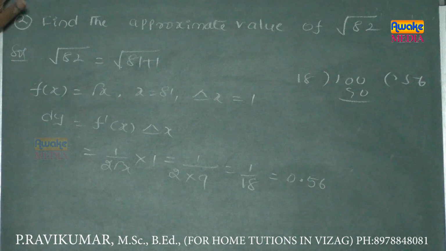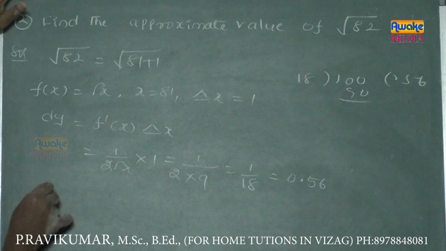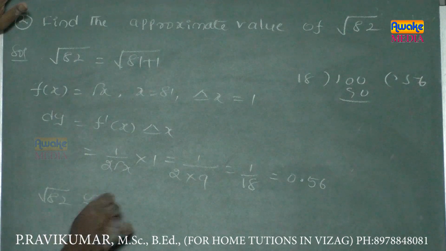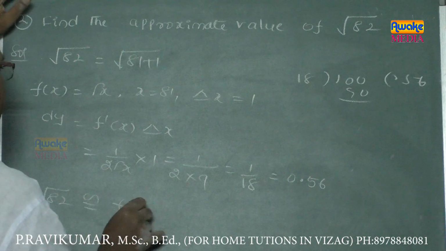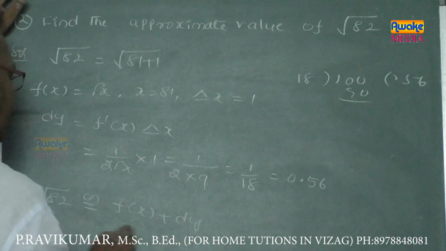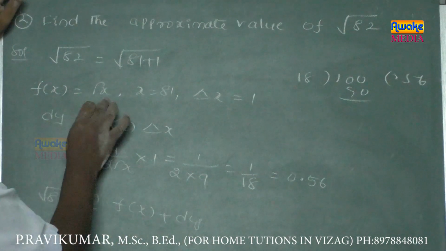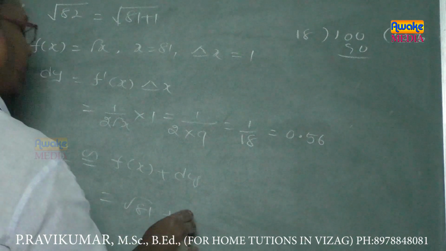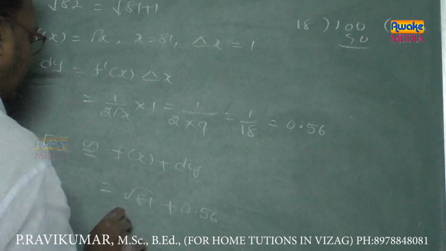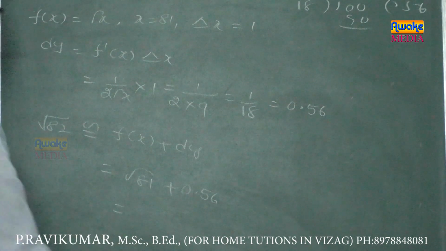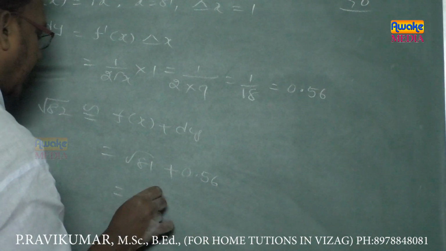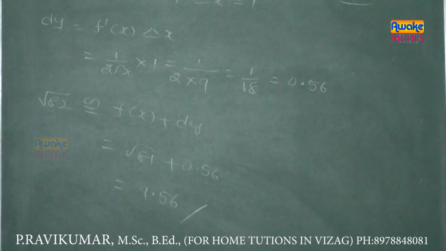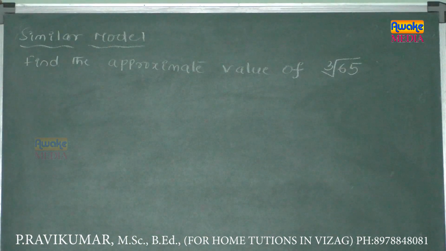0.056. So the approximate value of square root of 82 is f of x plus dy. F of x means square root of x, that means square root of 81 plus dy 0.056. Square root of 81 is 9, plus 0.056, 9.056. Similar model: find the approximate value of cube root of 65.